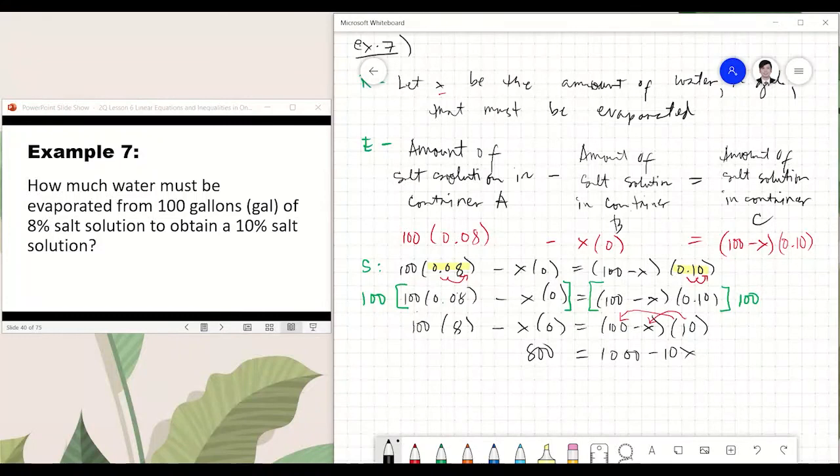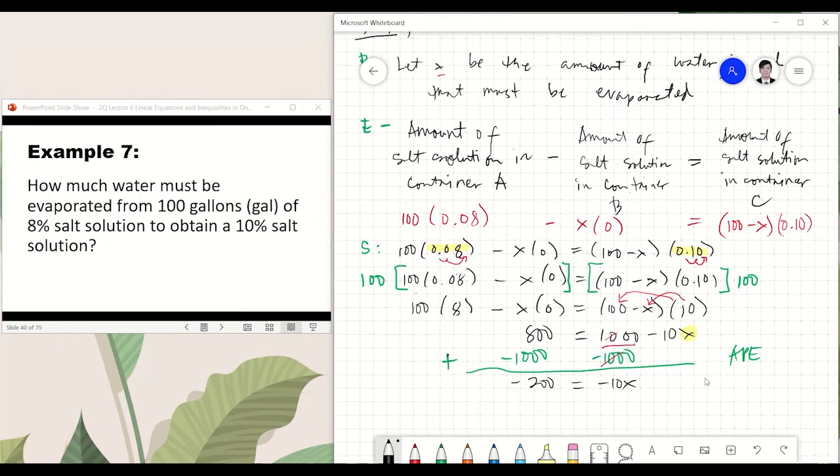And then we need to isolate the x. So for now, nasa right side siya. So itong 1,000 dito, wala siyang x. So kailangan nating mag-add lang ng kanyang additive inverse using the process of APE. So mag-add tayo ng negative 1,000 sa right side. Gawin din natin sa left side. So 800 plus negative 1,000, negative 200 yan. Magiging 0 na ito. Then matitira negative 10x.